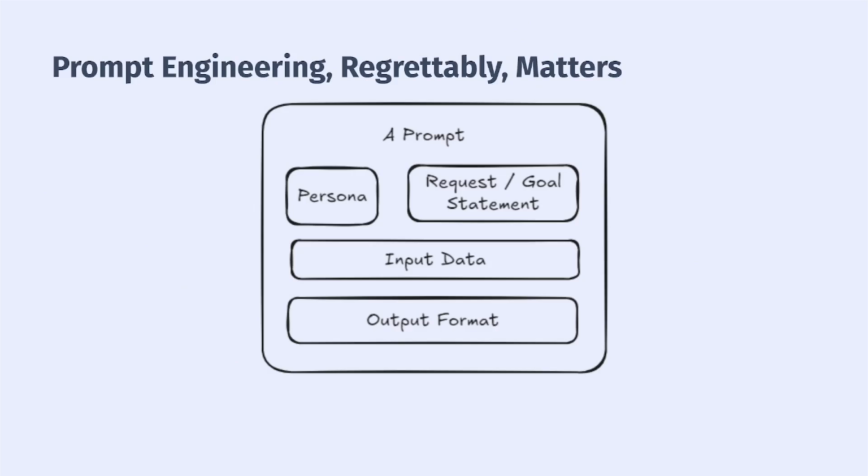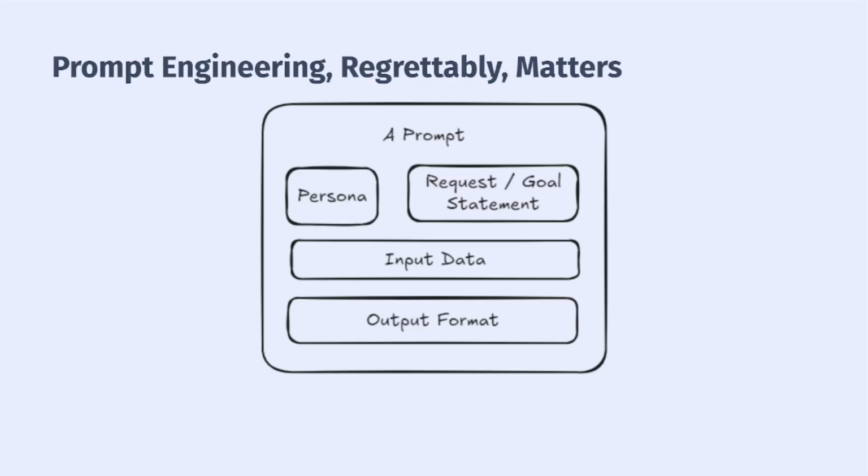So a prompt consists of a persona. What persona should the system act in? What is it that I want it to do? What information do I need to provide it that I don't think it'll have built into it from when it was trained on the entirety of the internet circa 2023? And what output would I like the data in?